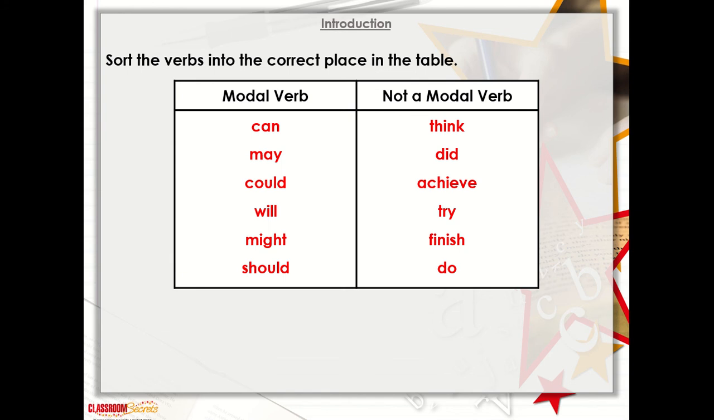The others are not modal verbs. If we think something, it doesn't tell us if it's going to happen. Maybe, definite, no. Did, no. Achieve, try, finish, do. No, they don't tell us in any way how possible something is.